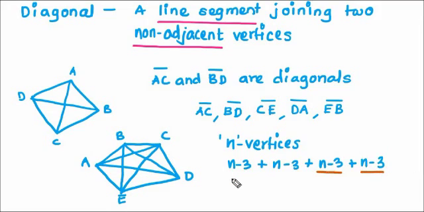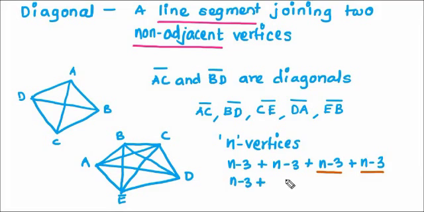Now let's do that for the pentagon. From A, how many diagonals can I draw? I can draw AC and AD. 2 of them I can draw. So I cannot draw with A itself, with B and with E. So 3 vertices I cannot draw. The remaining I can draw. So n minus 3 again.